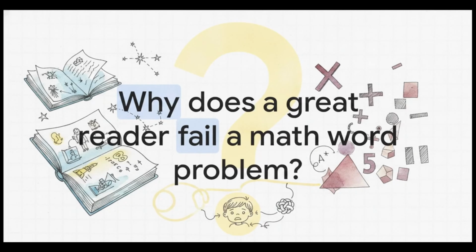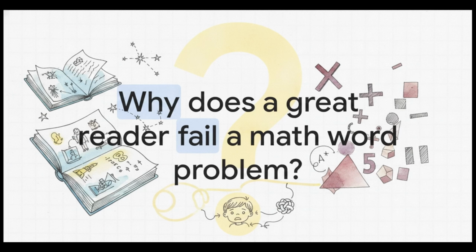Picture this scenario. You've got this absolute star of a third grader. I mean, they read fluently, their pronunciation is pitch perfect, and they just breeze through chapter books without skipping a single beat. But then you hand them a math word problem, and suddenly, they freeze. They look at you like you just asked them to disarm a bomb, and they get the answer completely wrong.